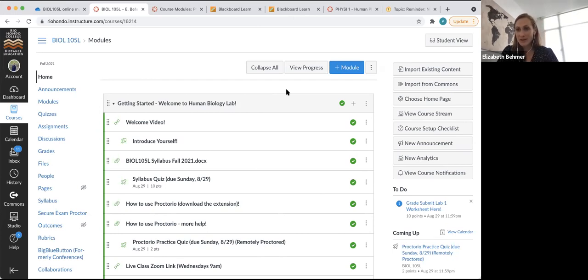But if you want to come to lab, you're free to. I will be here on Wednesdays at 9 a.m. explaining the lab. So today we're just going to go through kind of what lab will look like this semester. I'll take you through the syllabus and we'll try to answer all your questions. I also hold office hours.